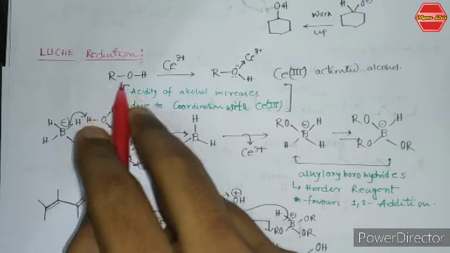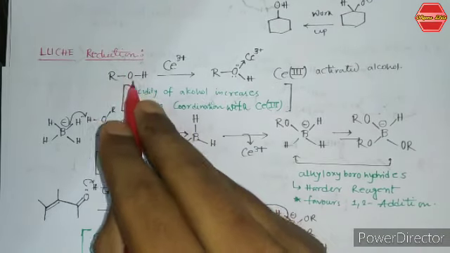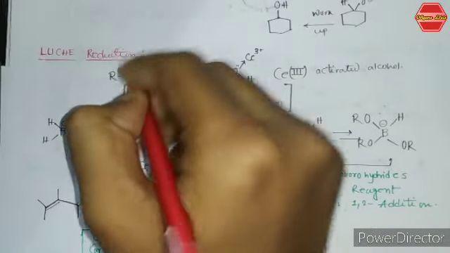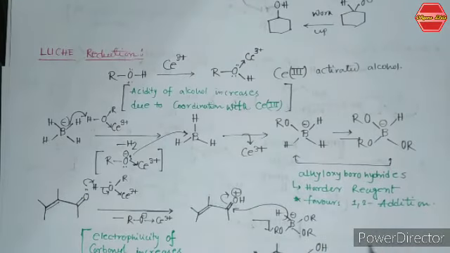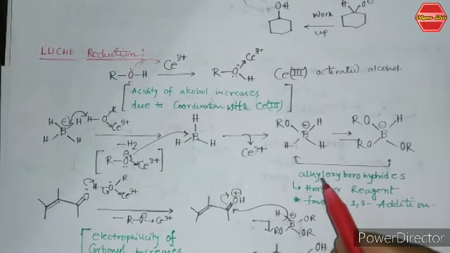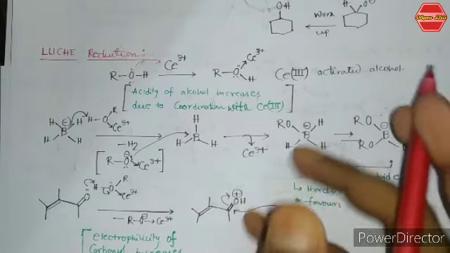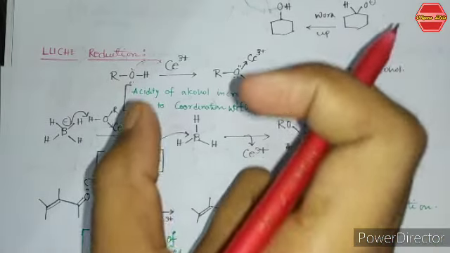Okay, now if we use this alcohol in presence of cerium trichloride, then this oxygen has a lone pair of electrons like this. This lone pair of electrons bonds with the cerium trichloride, the cerium 3+ center, and then the acidity of alcohol is increased due to coordination with the cerium 3+ ion.